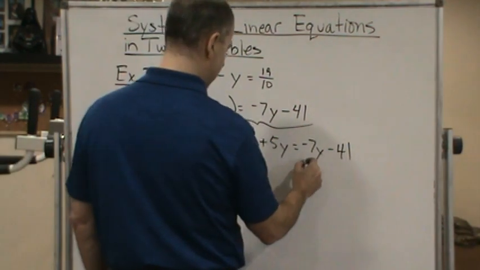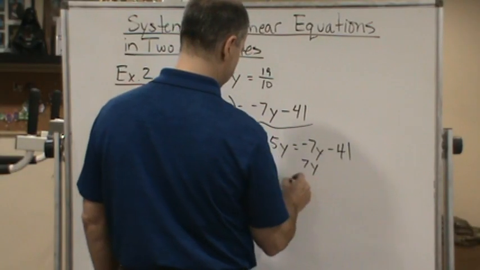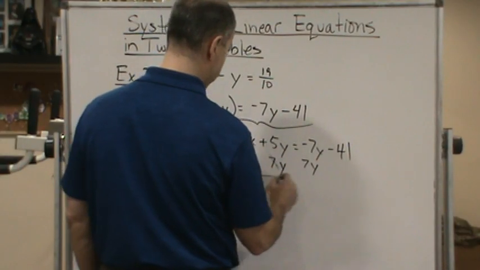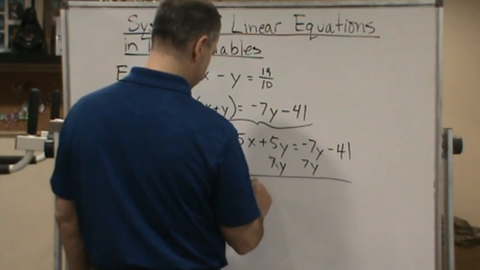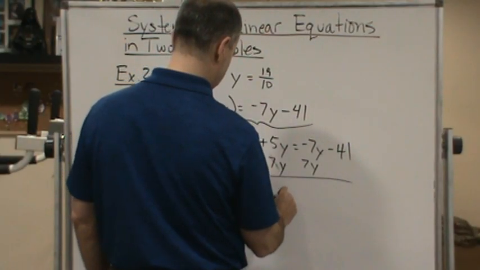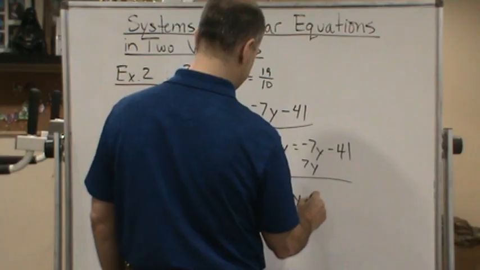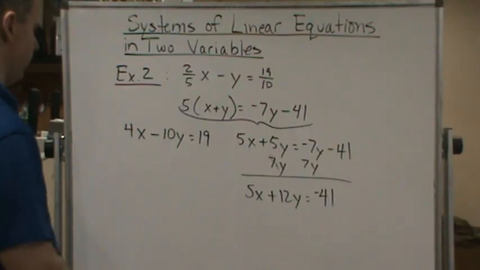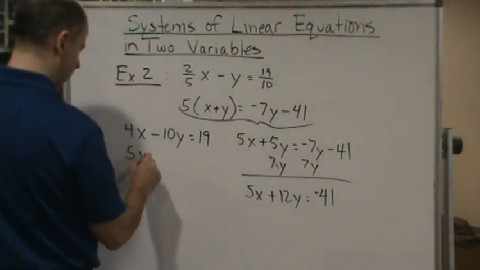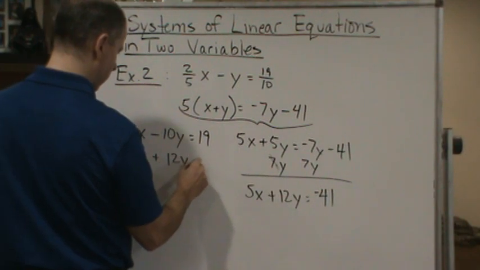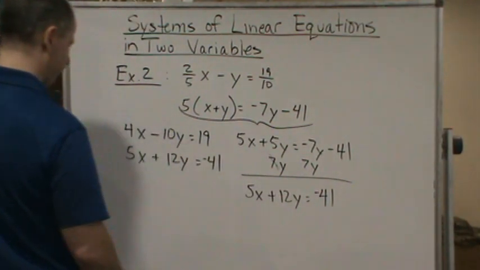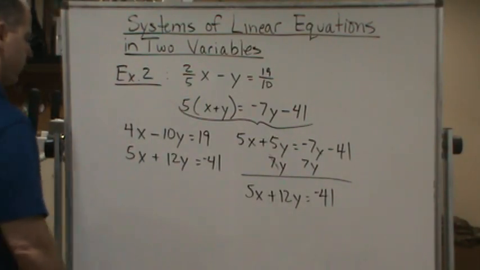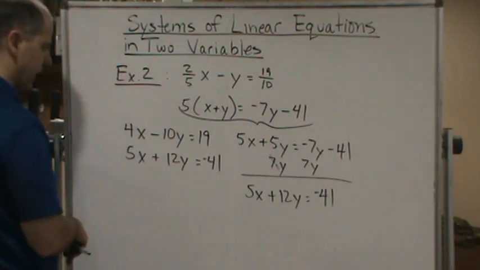And so now I'm going to add 7y to both sides. And so I get 5x plus 12y is equal to negative 41. And so now I have 5x plus 12y equals negative 41. Okay, so now I've got standard form, so now I'm going to multiply both equations in this case.